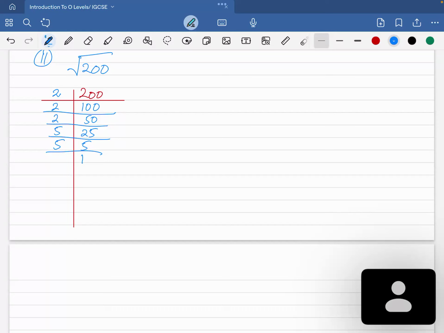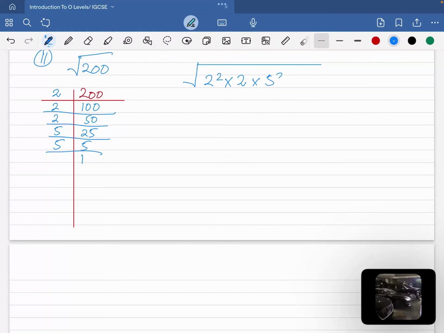Yes. Arsalan, you can see that I got square root of 200 in the form of 2 square, 2 square and 5. 2 is not in a pair, but 5 is in the pair of 2. Yes or no? Yes, sir. I am going to distribute the square root on all of them like that. Agree or not?